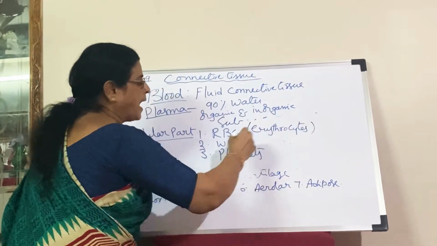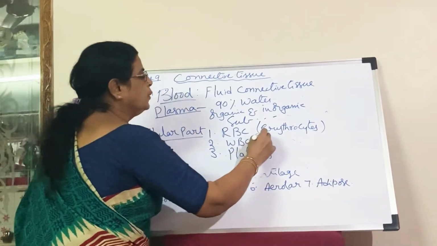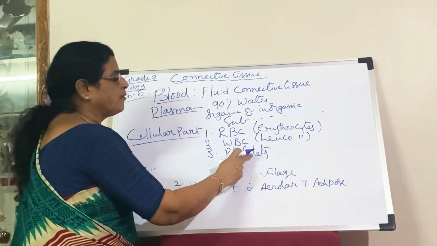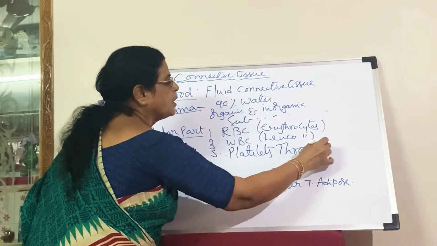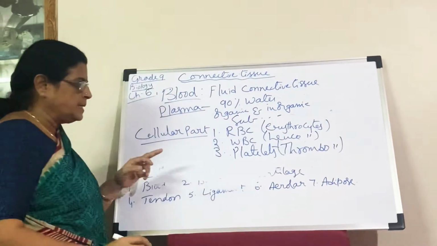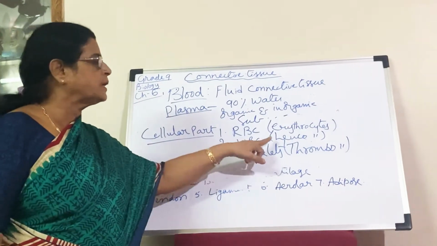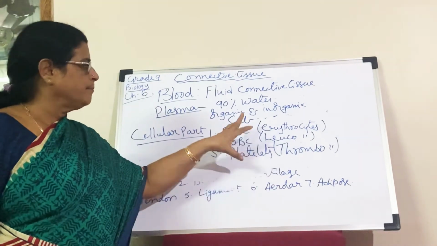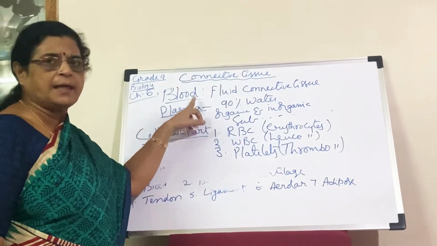Erythrocytes. And another name of WBC, white blood corpuscles, is leukocytes. And another name of platelets is thrombocytes. You see, RBC, red blood corpuscles, are erythrocytes; WBC, white blood corpuscles, are leukocytes; platelets are called thrombocytes. These are the three types of cells present in the blood.